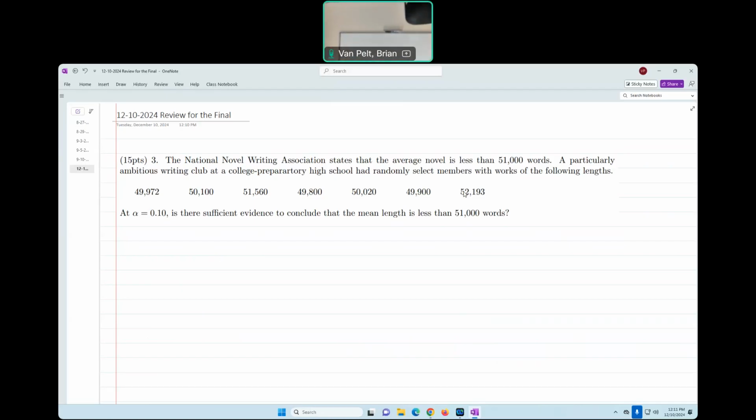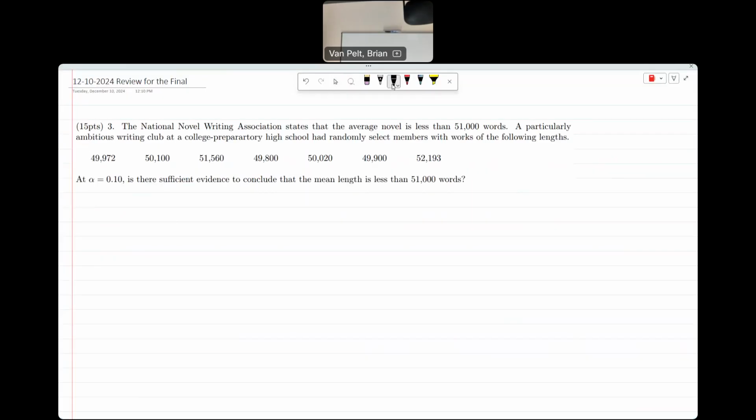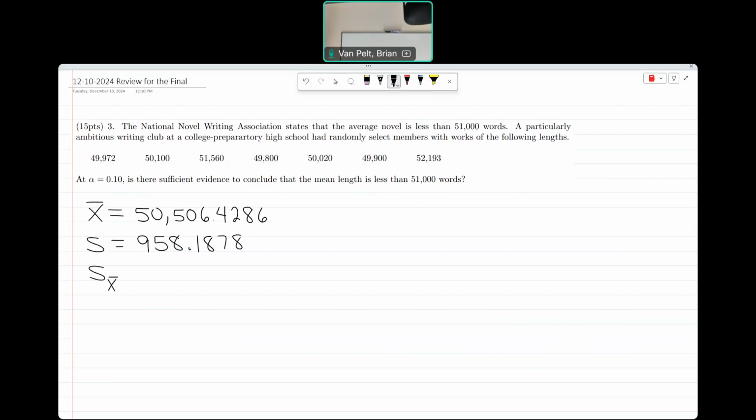So by now you guys are good at putting these things in and getting the mean and the standard deviation? Yeah. So plugging that stuff in, here's the numbers that I got. My mean for this was 50,506.4286, that's what I got to 4 decimal places. The standard deviation of that same data was 958.1878. And then you have to divide, this one is the one we want, by the square root of n. n equals 7.